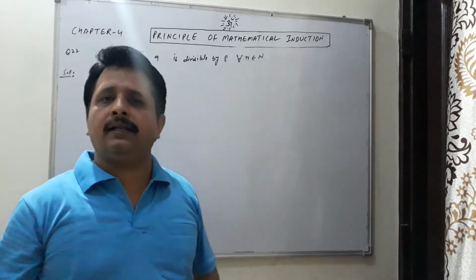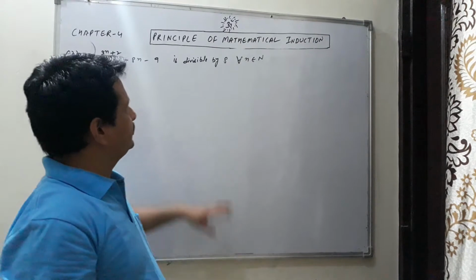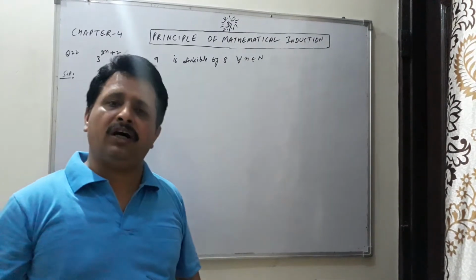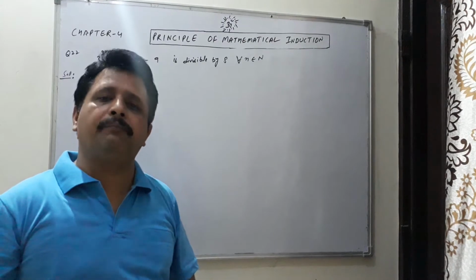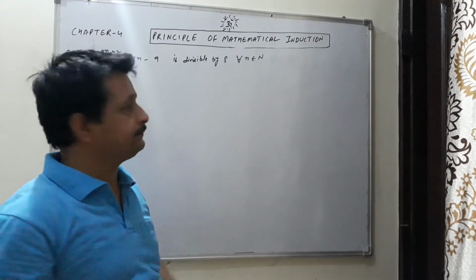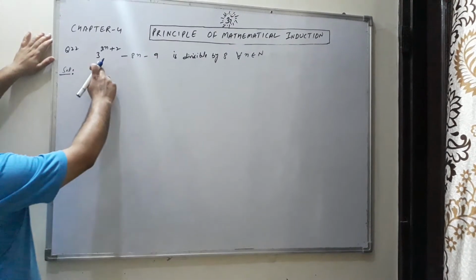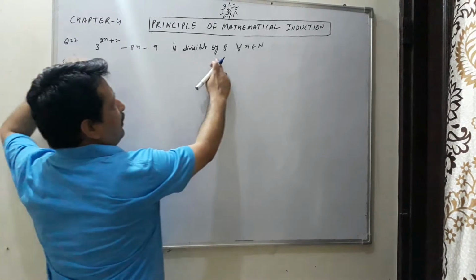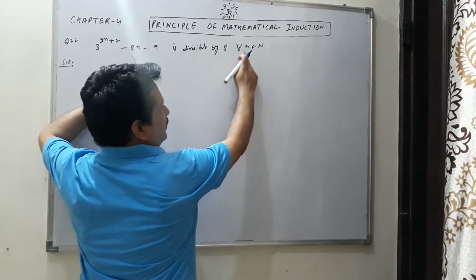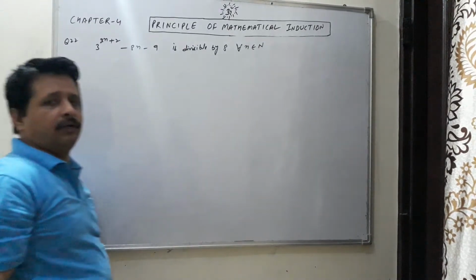Today it's my last lecture on the topic PMI, and if you watch my videos carefully, I hope that you can better understand this topic. So let us come to question number 22: 3^(2n+2) - 8n - 9 is divisible by 8 for all n belonging to natural numbers.